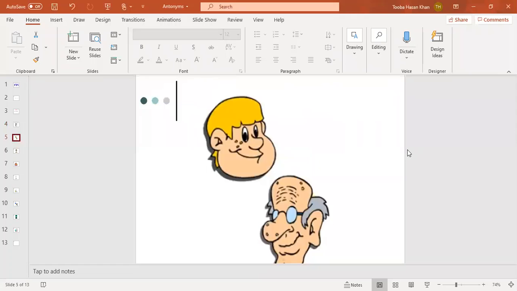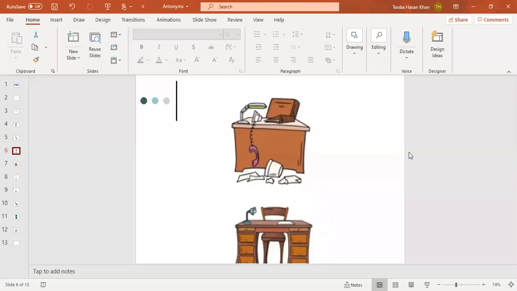What do you think are the antonyms here? The antonyms here are the pair young and old. The word is young, its opposite is old. Let's come to the next pair of words.